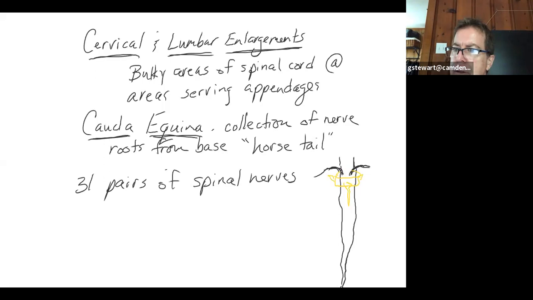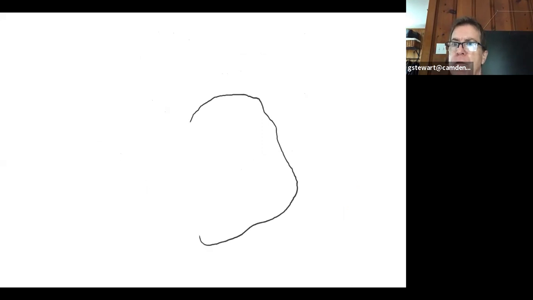All right, let's go on to a pictorial view. So this is roughly, I'm going to try to draw a large spinal cord cross section.